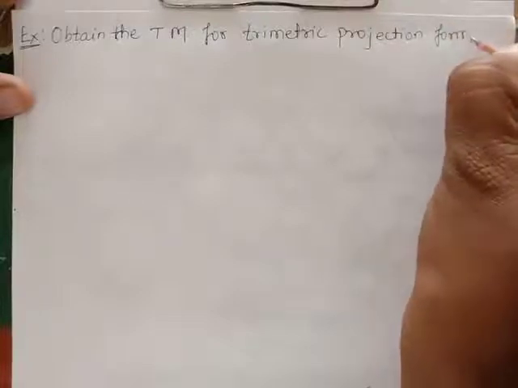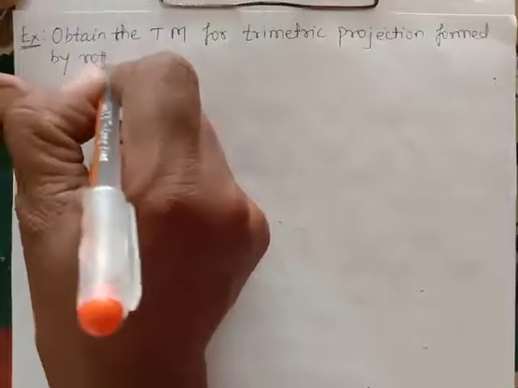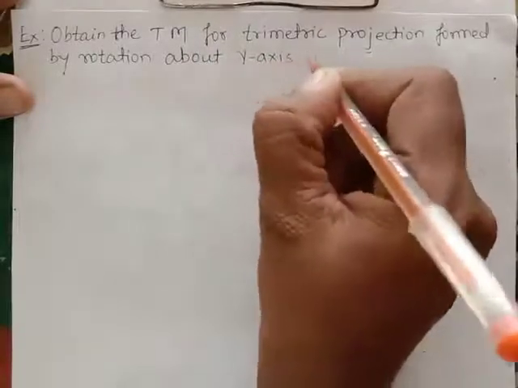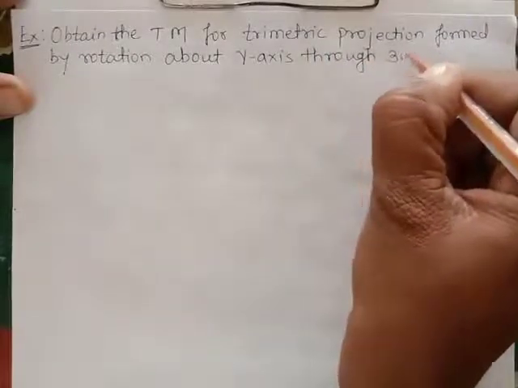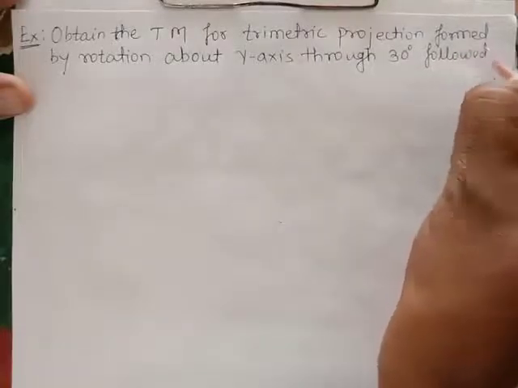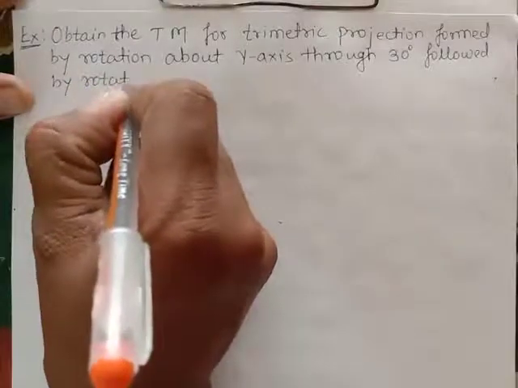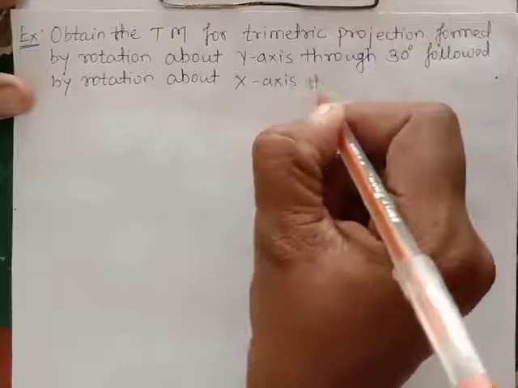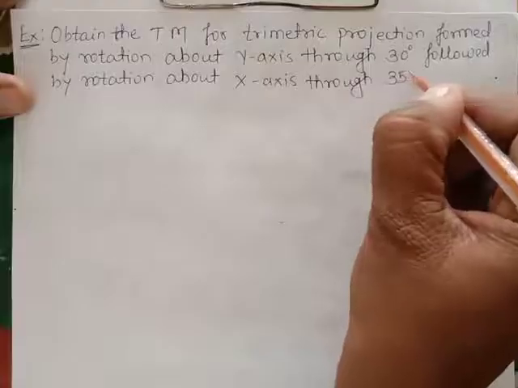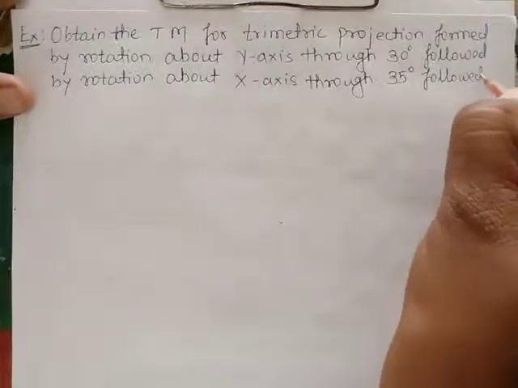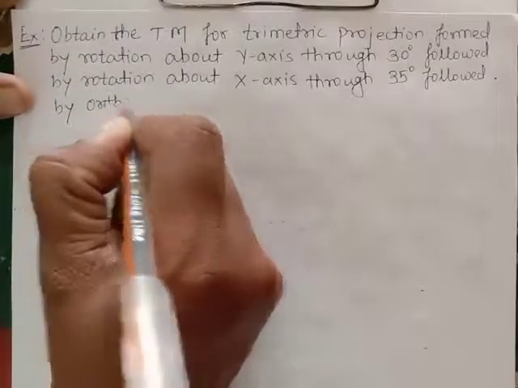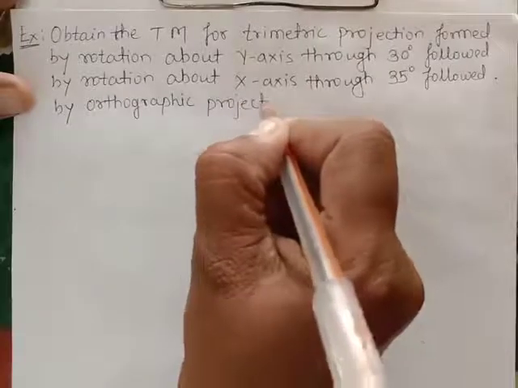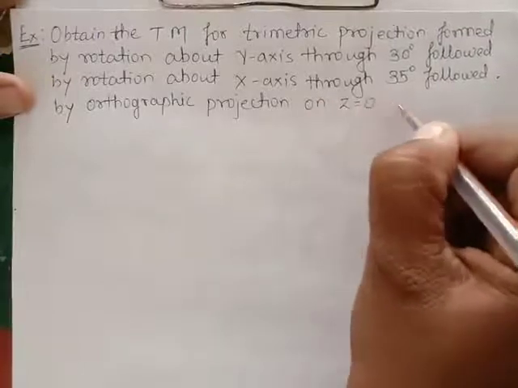formed by rotation about y-axis through 30 degree, followed by rotation about x-axis through 35 degree, followed by orthographic projection on z equal to 0 plane.